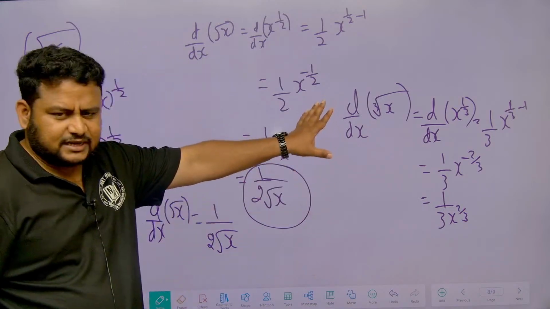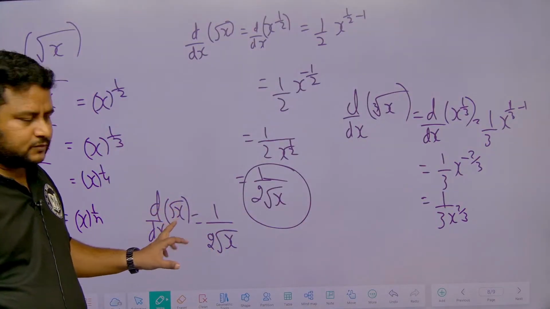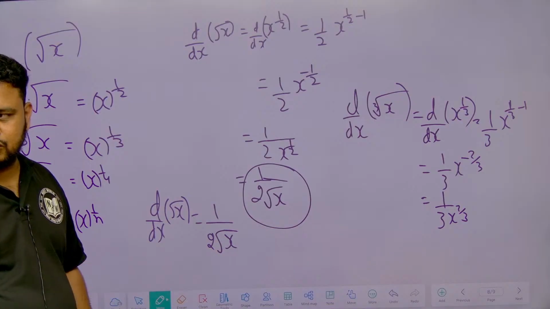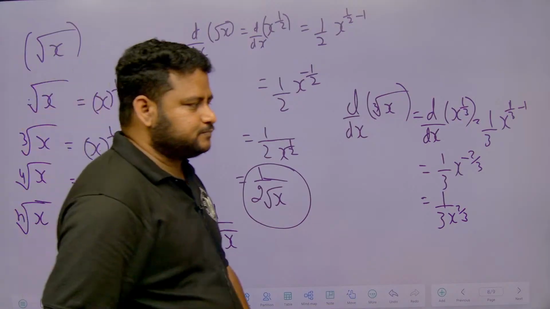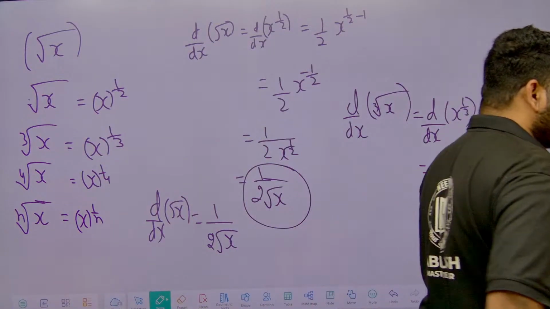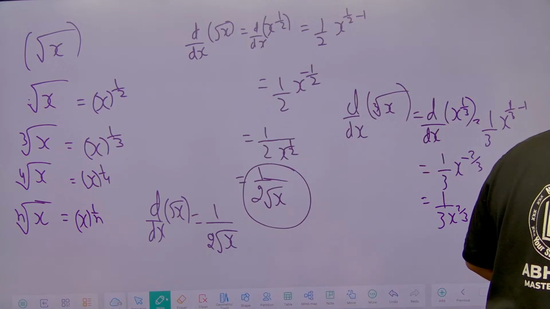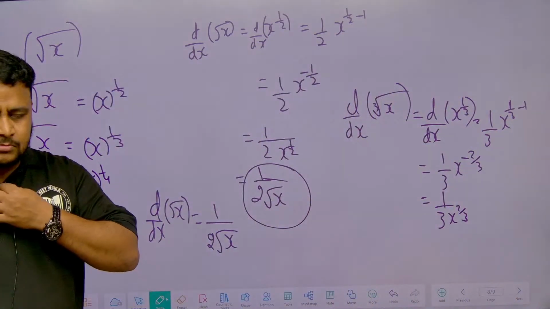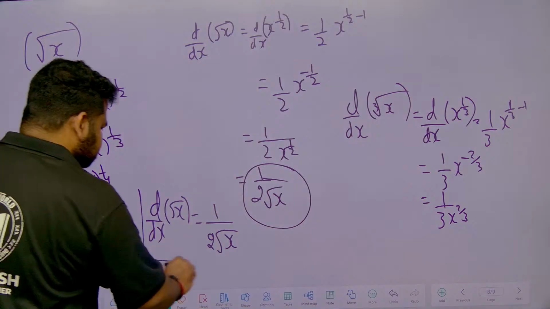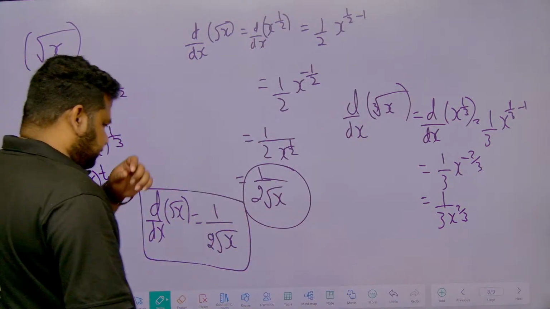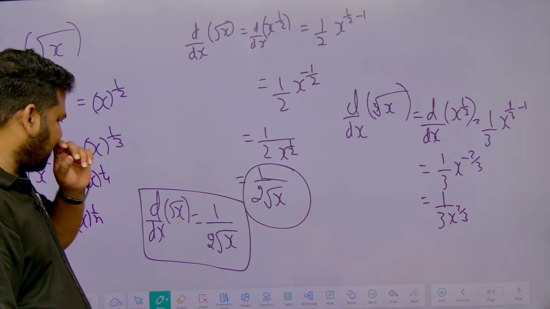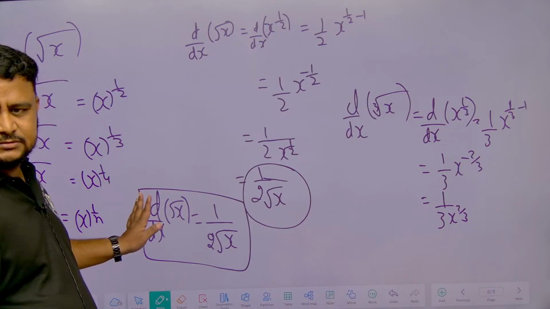No need to go all the way there, just remember the square root. d by dx of square root of x is 1 by 2 root of x. Very important to know this. Did you make a note of this? Clear with this? Okay.